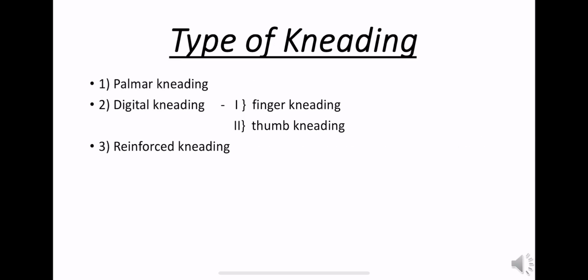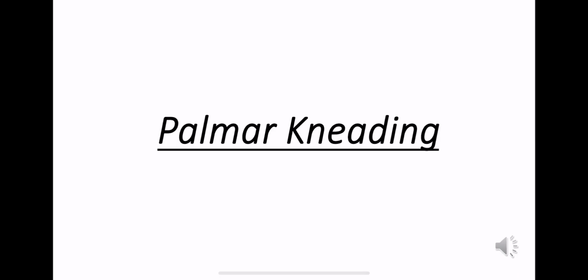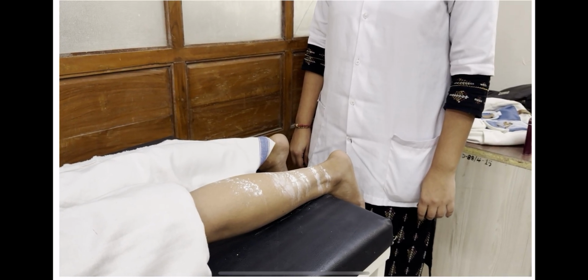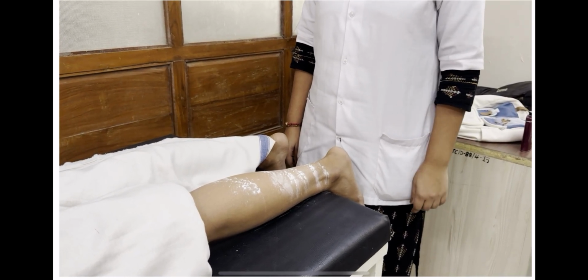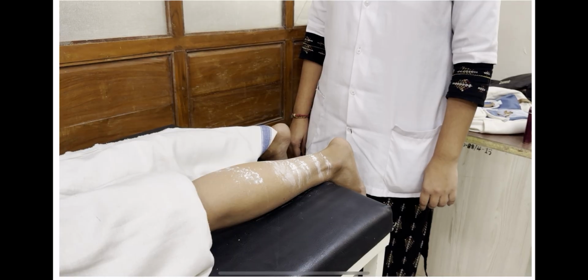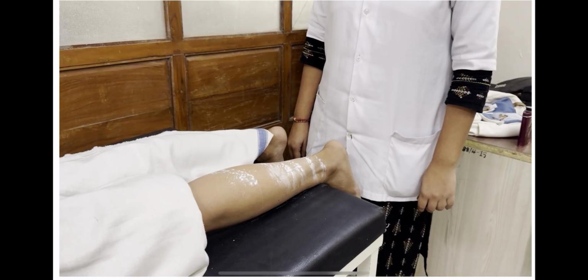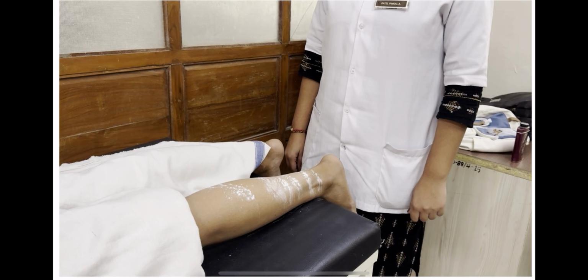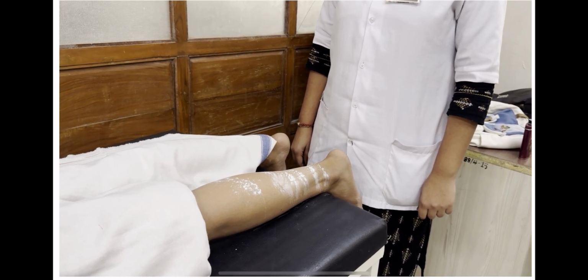Types of kneading. There are three types of kneading: palmar kneading, digital kneading, and reinforced kneading. In digital kneading, there are two types: finger kneading and thumb kneading. Palmar kneading. Therapist position, walk standing. Patient position, supine lying for forearm, prone lying for calf and thigh. For example, here we apply massage over the calf.